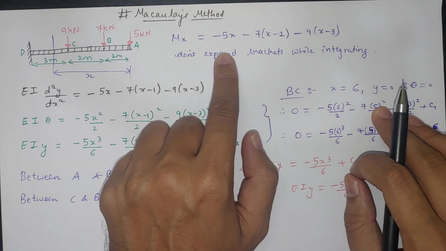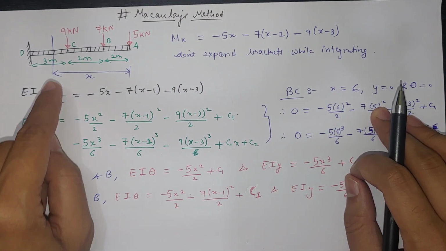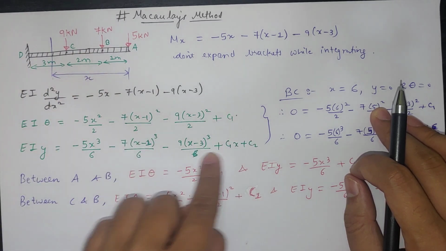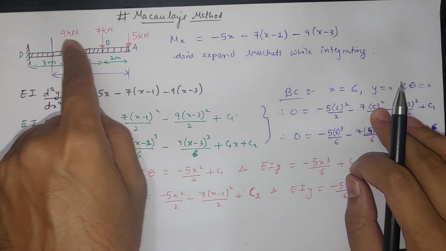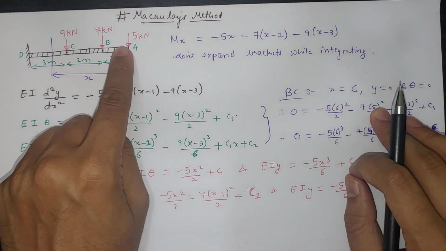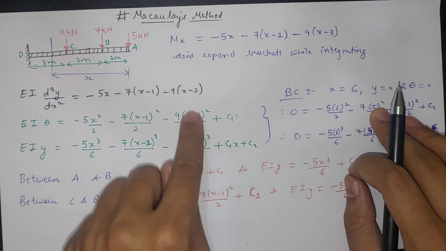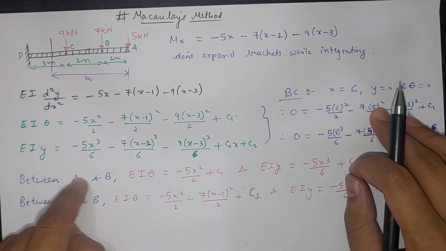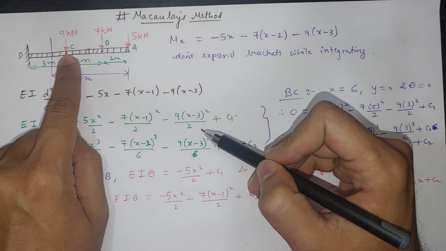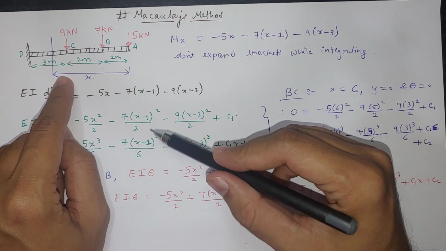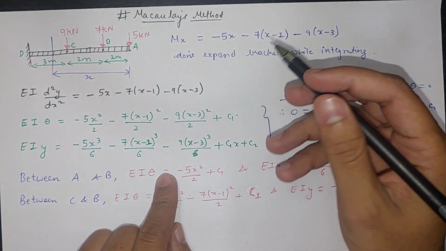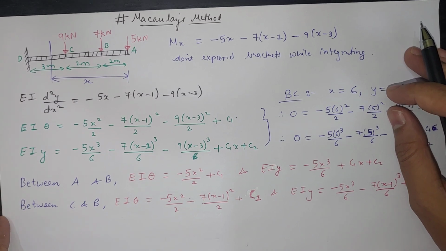We have to make sure that we do not open these brackets while solving the integrations. And for between C to D we have to use this generalized equation, because all three terms are applying moment between C to D, and deflection is due to all three loads. So we have to use this general equation between C to D. So at different locations we have to use different equations. Ignore these two terms between B and C, and ignore both these terms, 7 and 9, between A to B. So this is how we calculate in Macaulay's method.